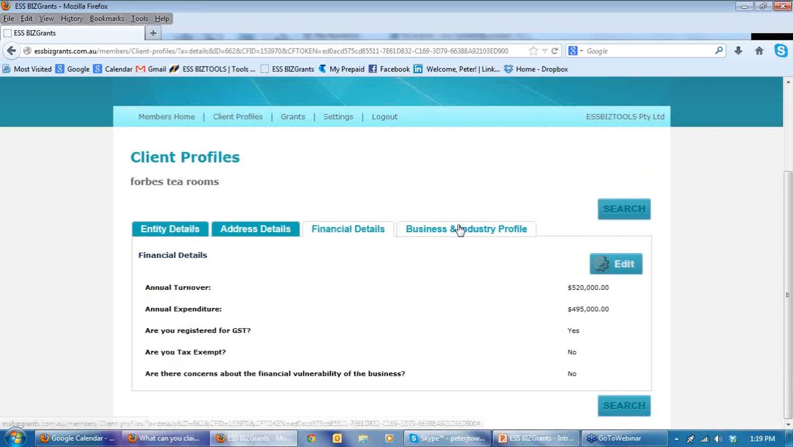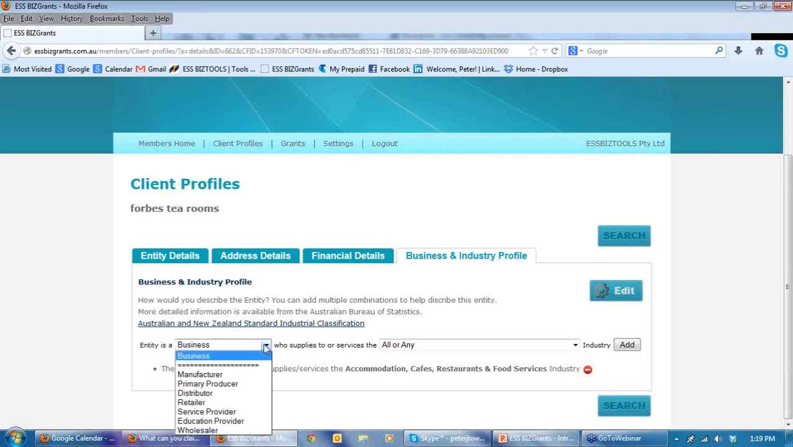Now, the business and industry profile, we need to determine the classification in accordance with the Australian and New Zealand industrial classification. They're the ones for business, so you need to go through and select which business activity relates to this client. You can tick more than one if you wish.